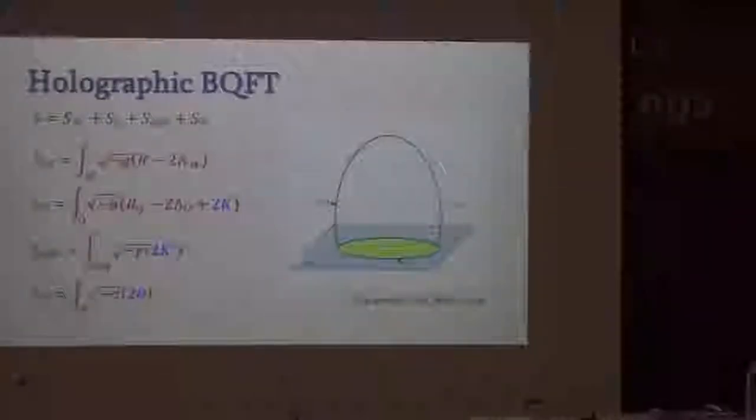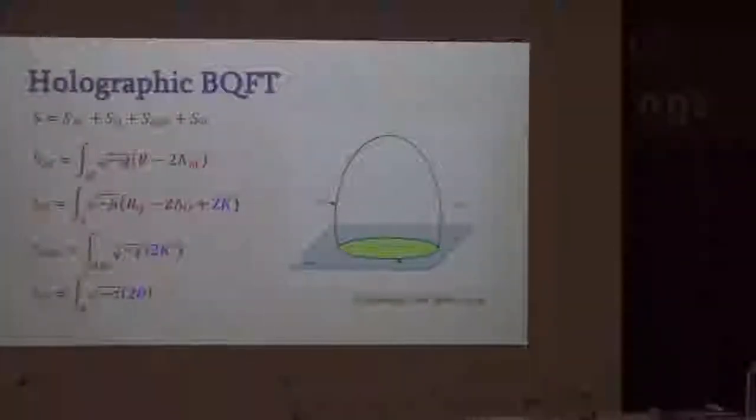So we have an action for that. And this 2K is the boundary term for the bulk, because Q is a boundary in the bulk, and K is the extrinsic curvature. Similarly, the conformal boundary of M is also a boundary of the bulk, so it has boundary terms. And P is one more lower-dimensional object, and it is also the boundary of Q. This also contributes some action. So the total action is the sum of all of them.